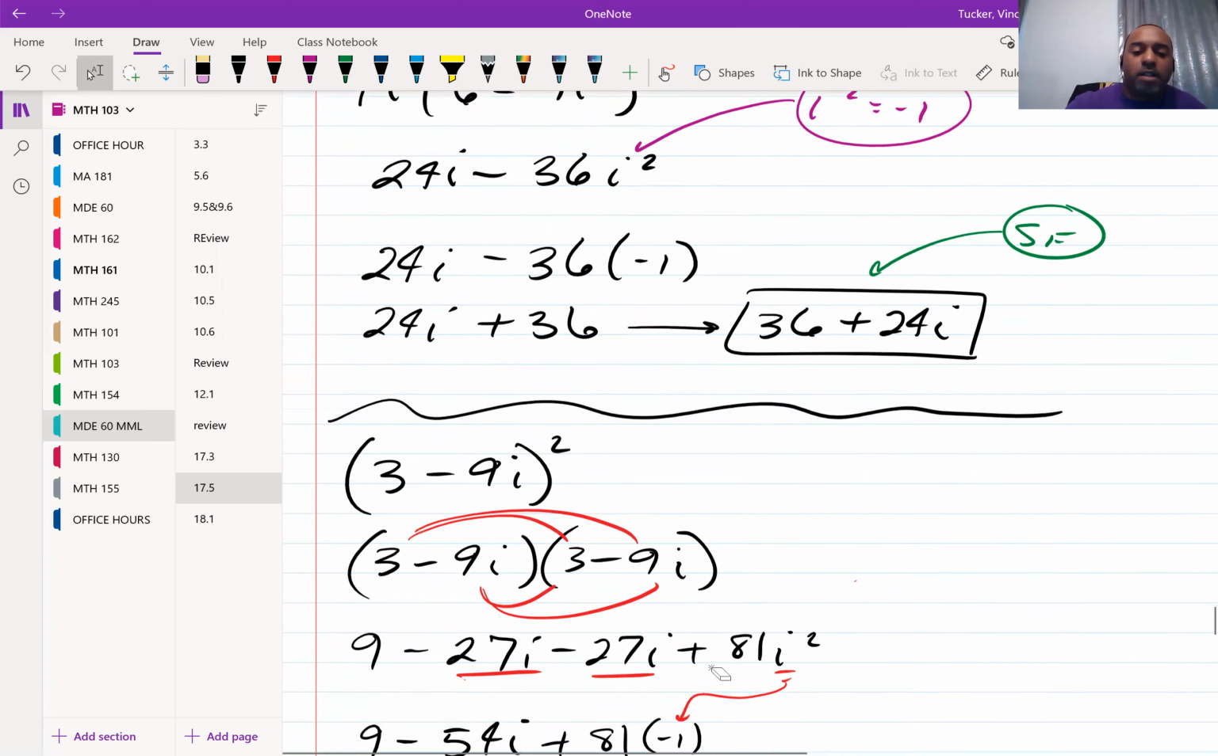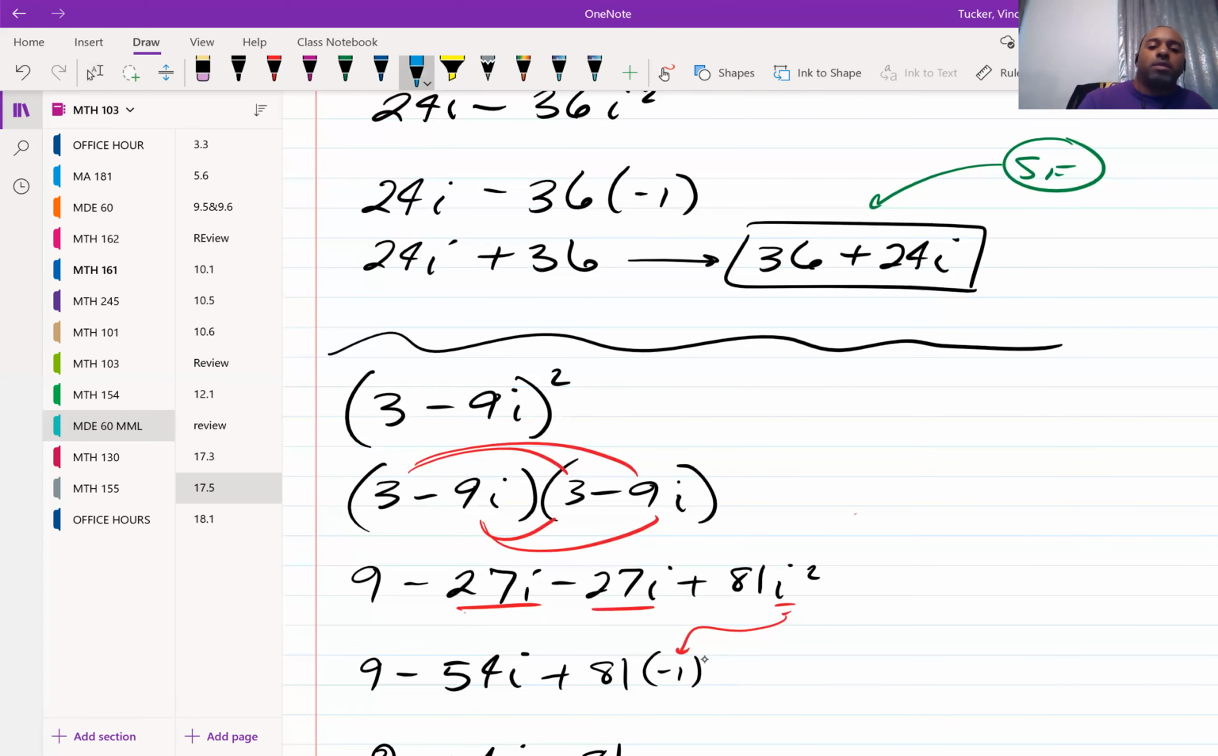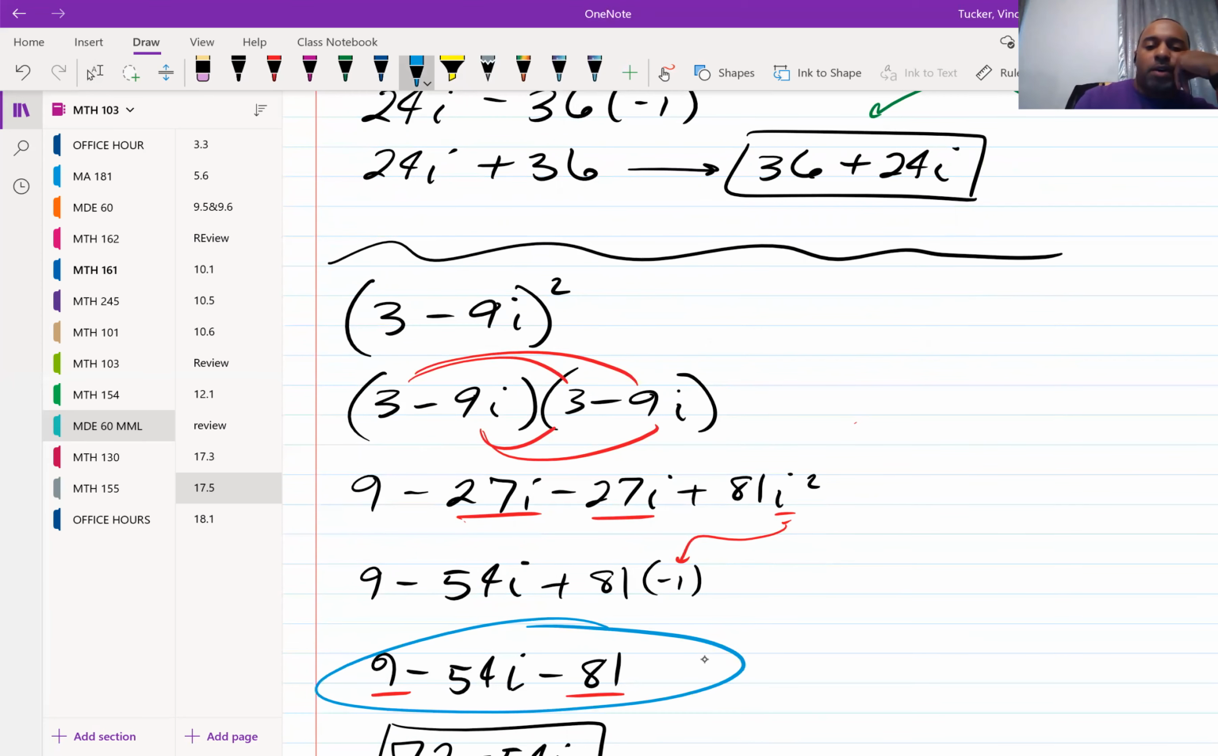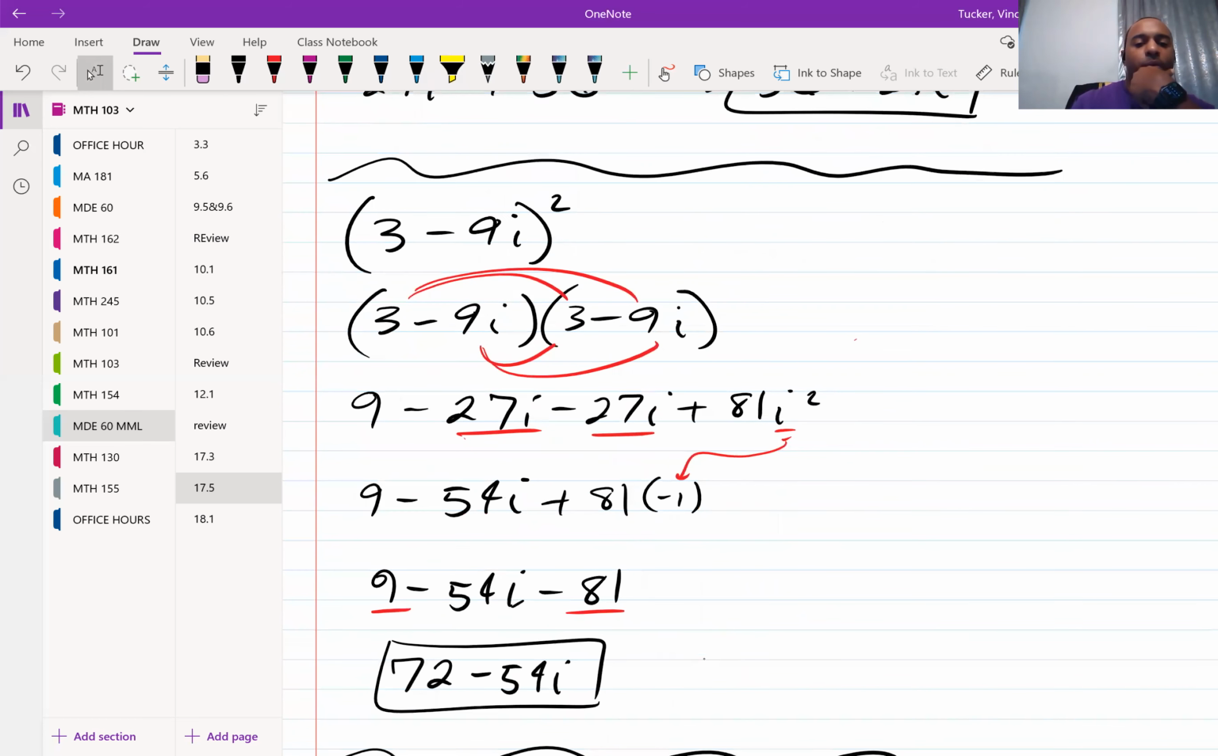Now we can simplify, combining the like terms in the middle. Negative 27i and negative 27i is negative 54i. 81i squared, remember we said before, i squared simplifies to negative 1. So what we have now is 9 minus 54i minus 81. And 9 and negative 81 will give you, that should be a negative 72. Left off that negative right there.